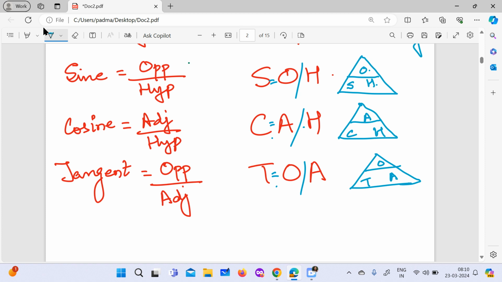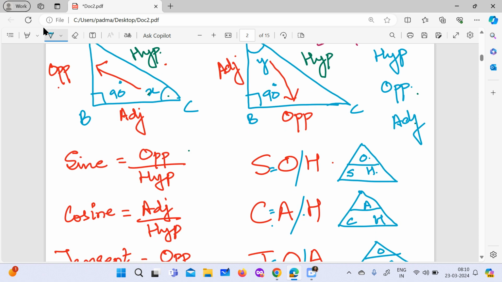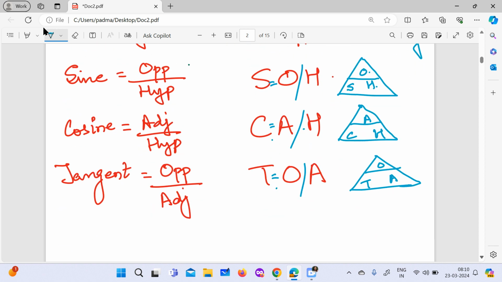I hope this is clear. You just remember these basic three ratios and everything will be clear. So you have to understand how to mark the triangles, the correct opposite and adjacent. See, now you might understand why I said this is important to mark it properly. And based on this, you can use your trigonometric ratios to find the missing length or angle.